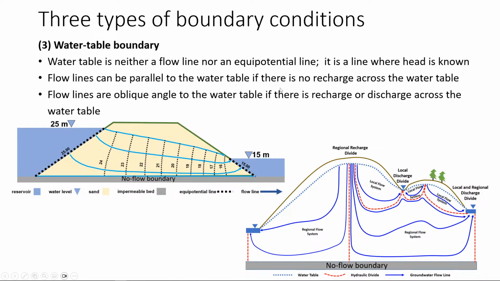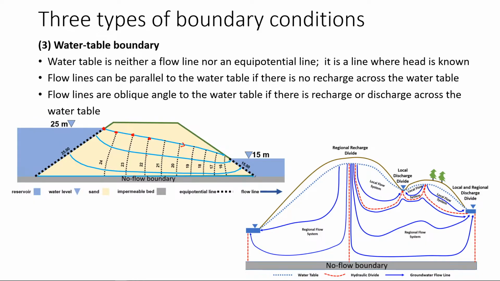Another type of boundary that you will get in this system is the water table. What is the water table? The water table is neither a flow line nor an equipotential line, because head is not necessarily constant. You see, head here, for example, is 25, here it is 24, here 23, 22. So it's not an equipotential line. It's also not a flow line, because in that case water would flow in this direction, since you don't have recharge.